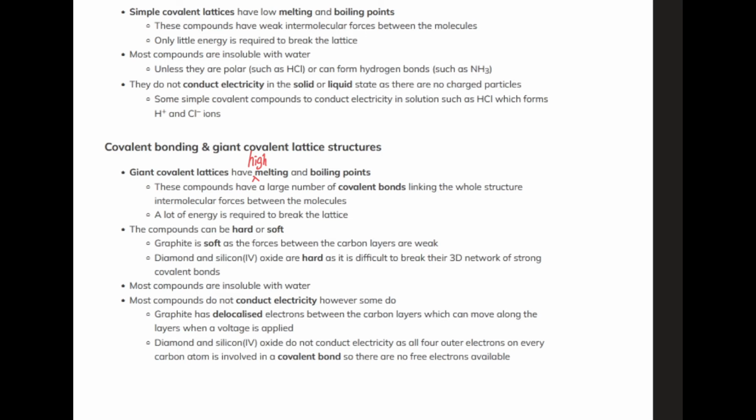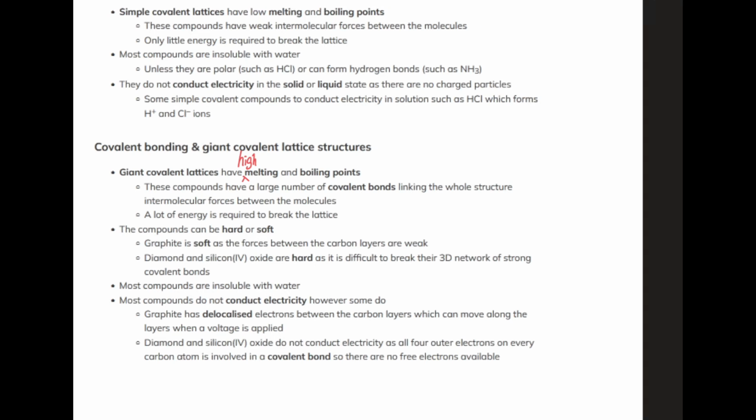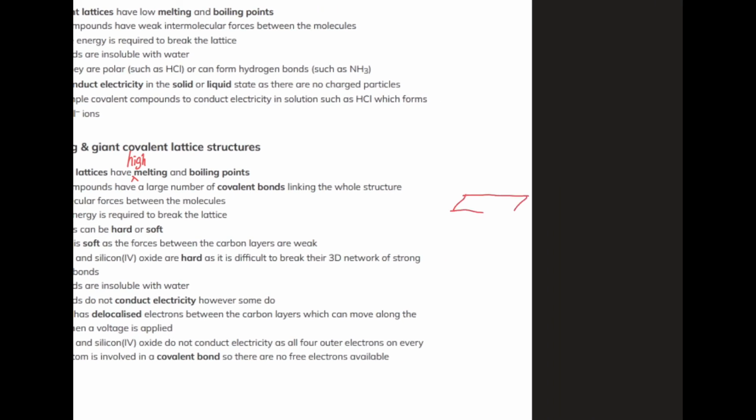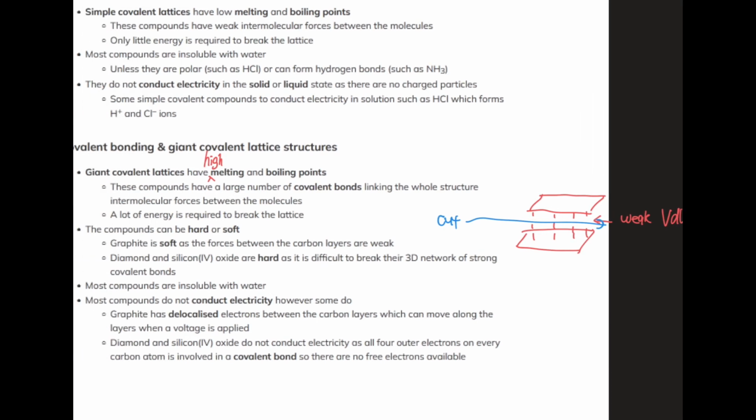The compounds can be hard or soft. Diamond is hard, but graphite is soft. Graphite is soft as the forces between the carbon layers are weak. Just now I mentioned graphite has one layer and another layer, which are held together by weak van der Waals forces. Then you can easily cut graphite in this way, and after that it becomes two layers. That's why we call it soft.